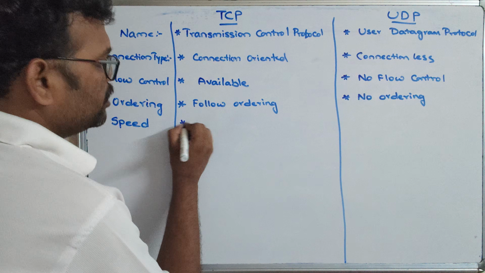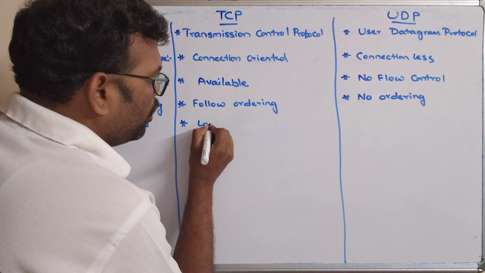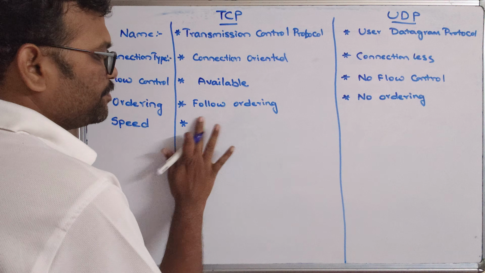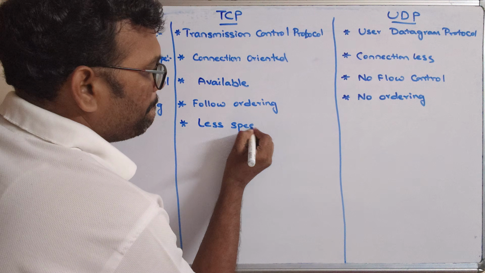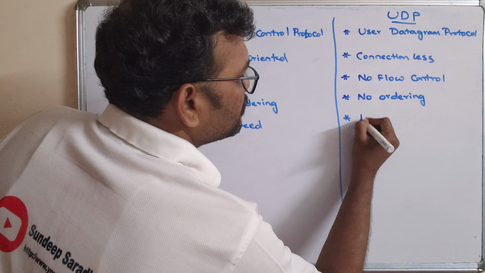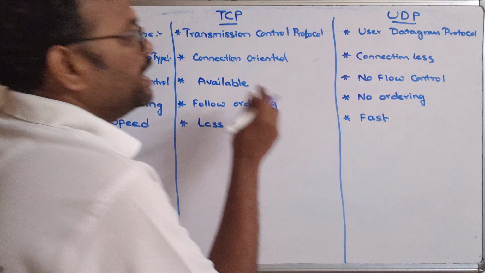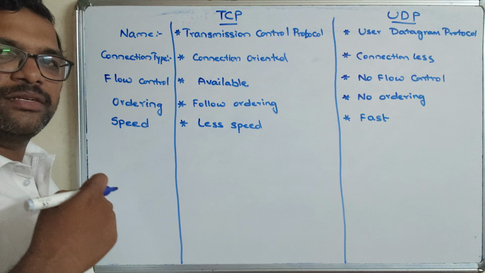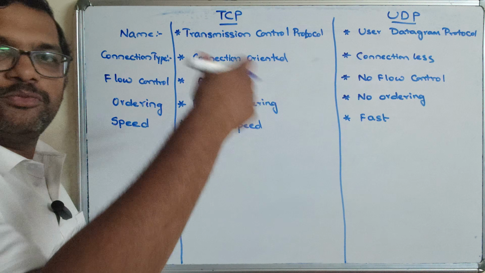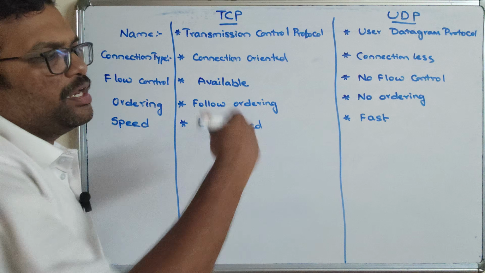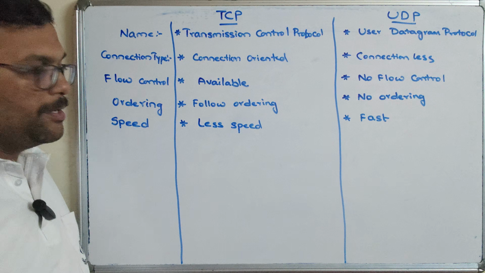Okay, next, speed. Obviously the TCP will be low speed, less speed, and here it is fast, because in TCP we'll be using acknowledgements, retransmissions and everything. But here there is no acknowledgement, no retransmissions, so automatically it will be very fast delivery.